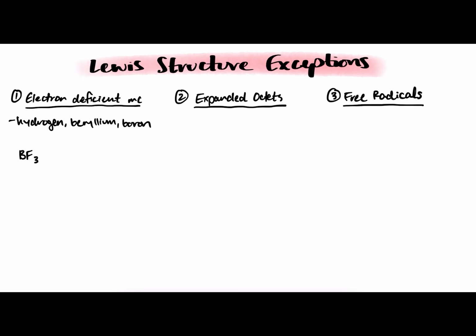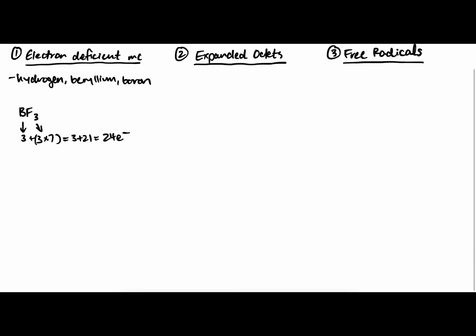So boron has 3 valence electrons that we know of from the periodic table. And fluorine has 7, and there are 3 of them. So when we add this up, we get 3 plus 21, 24 electrons that we need to use up in our structure. We'll put boron in the middle since it's the least electronegative, and those tend to go in the middle. And just attach all of our fluorines to it.